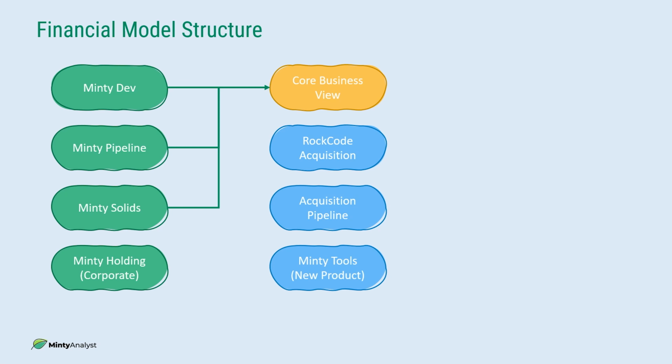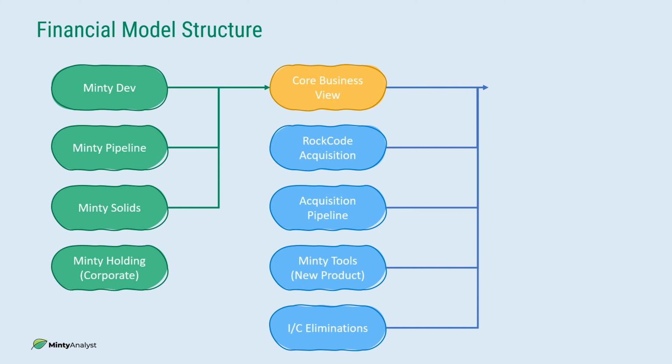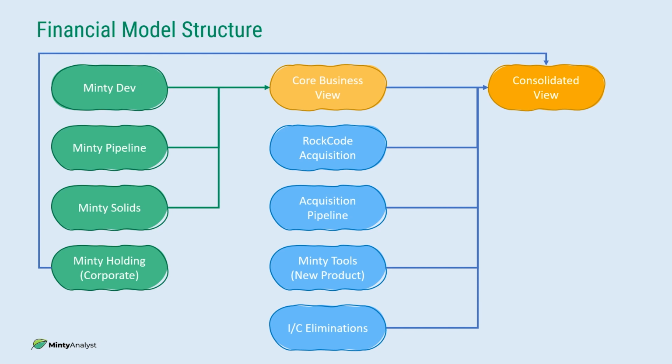We'll also build a model for our new product launch, Minty Tools, and how this would impact our sales. And we'll create a simple tab for some intercompany eliminations between the 4 entities. Those will combine into our consolidated view. And actually, our corporate overheads will also be in our consolidated view because they're not directly linked with the individual entities. They're mostly related to doing acquisitions, the new product launch, and the overall strategy of the business.